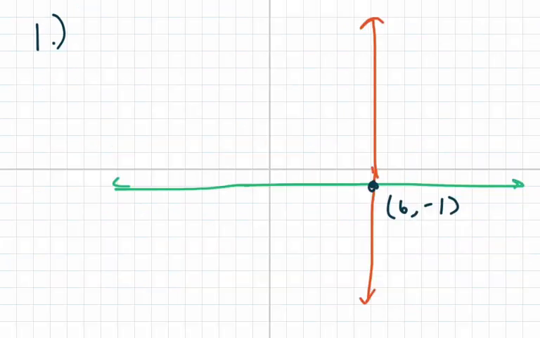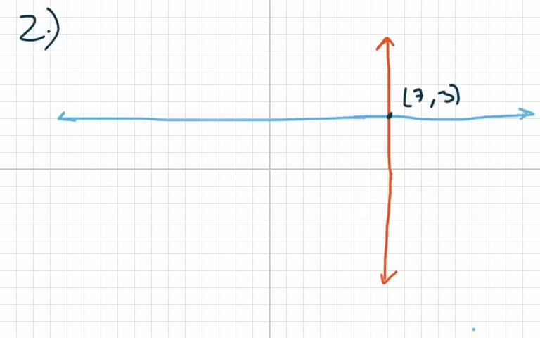For the first one, we were doing the lines x equals 6 and y equals -1. So you should have a vertical line at x equals 6 and a horizontal line at y equals -1, and they intersect at the point 6, -1. For this one, we had x is equal to 7 and y is equal to 3, so we should have a vertical line at x equals 7 and a horizontal line at y equals 3, and they intersect at the point 7, 3. And you want to notice that when you get down to the last problem in this problem set, because the last problem asks you to go backwards.